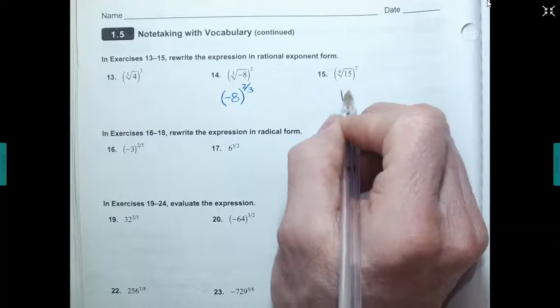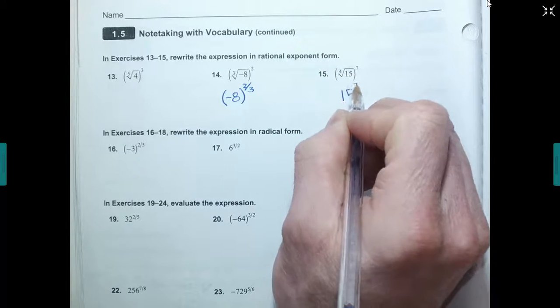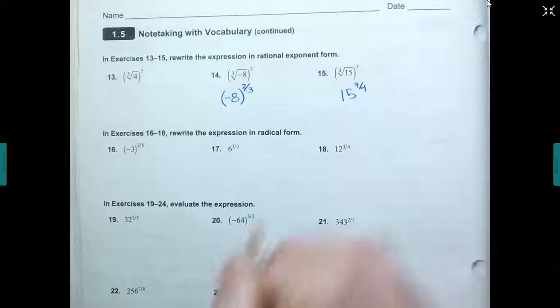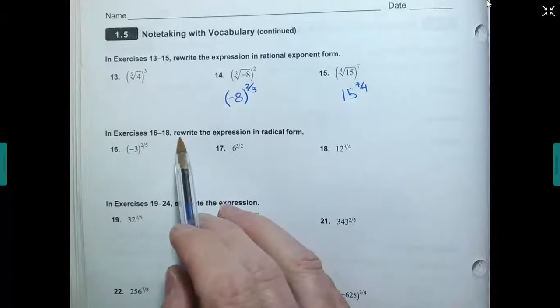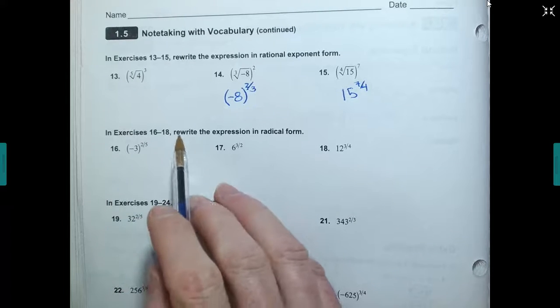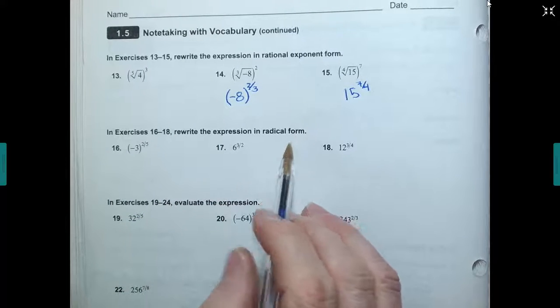So I have 15. And then I have the power over the square rooter, or the rooter. All right. So all you have to do is 13. Nice. Rewrite the expression in its radical form.